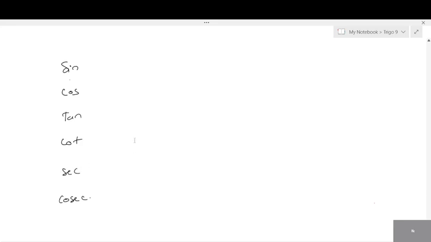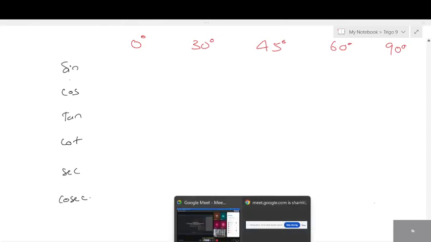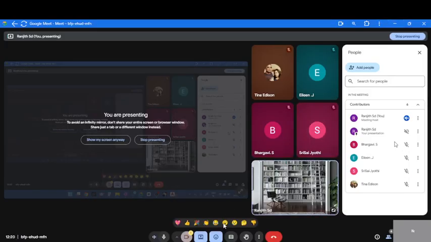Fine. What are the angles, students? Tell me the angles. What are the angles we have? 0 degree, 30, 45, 60, and 90. What are the sine values? All of you unmute and answer the sine values. Tell me only the sine answer. Yes, respond. You don't remember sine? Sine values?